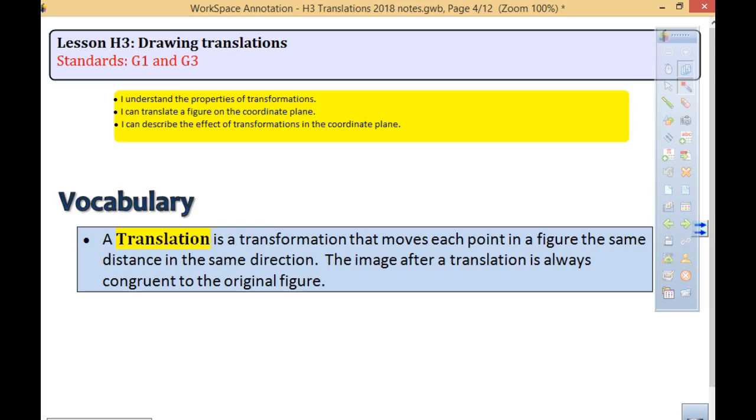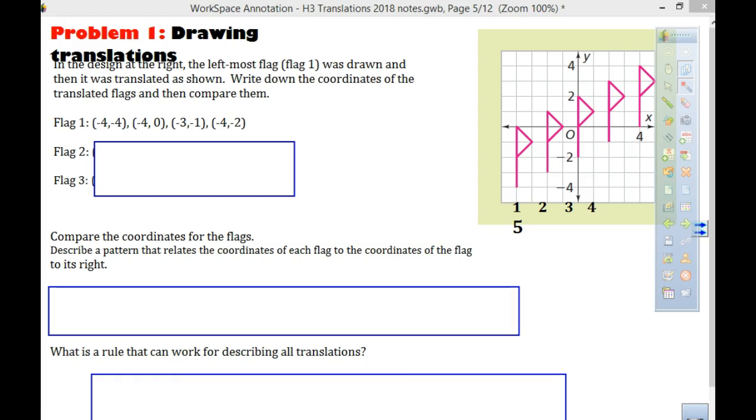Today we're doing translation. It says a translation moves a point of a figure the same distance and in the same direction. The image of the translation is always congruent, that's our symbol for congruent, to the original. And what that means is if I do a translation, it will always have the same shape and the same size. All the angles will be the same, all the sides will be the same. It is exactly congruent, okay? It's like the same thing just moved.